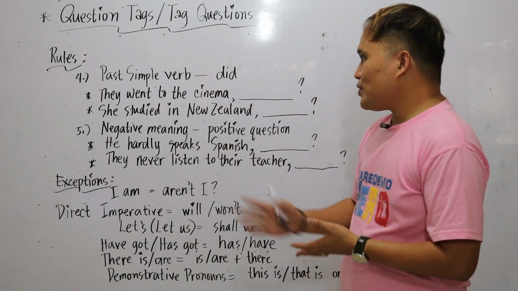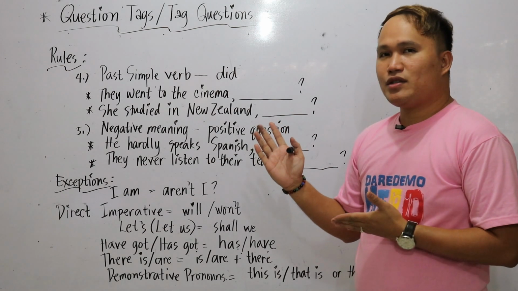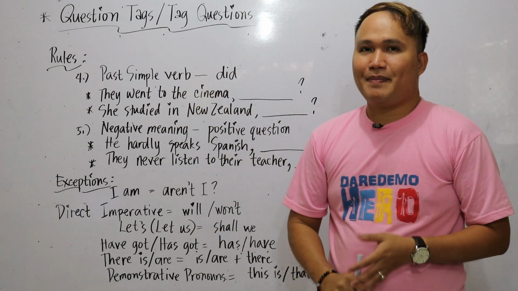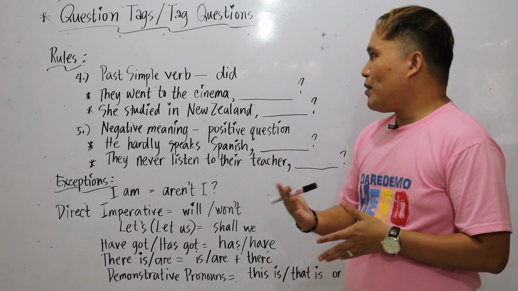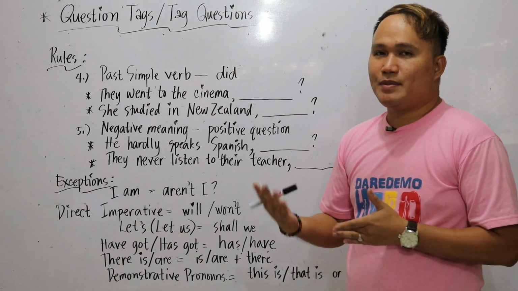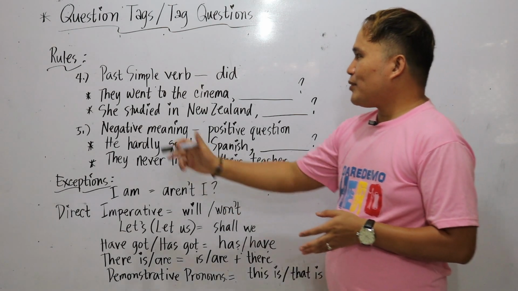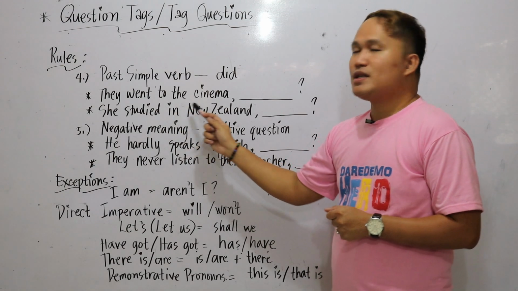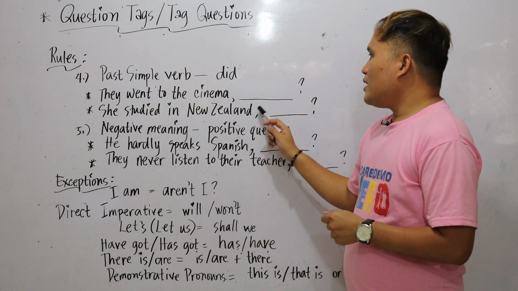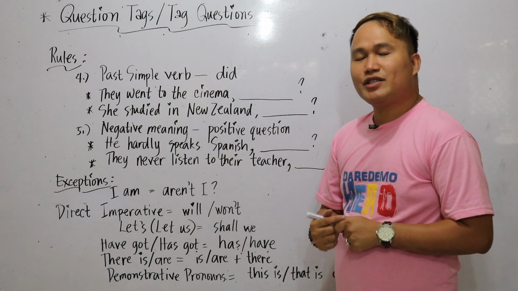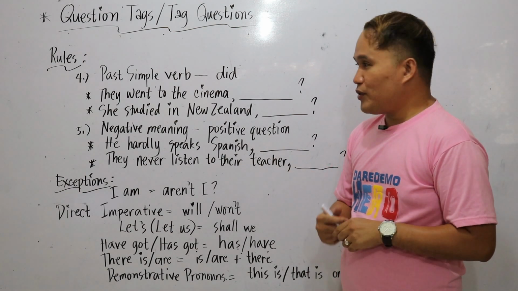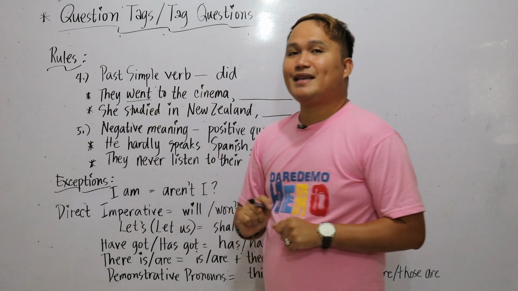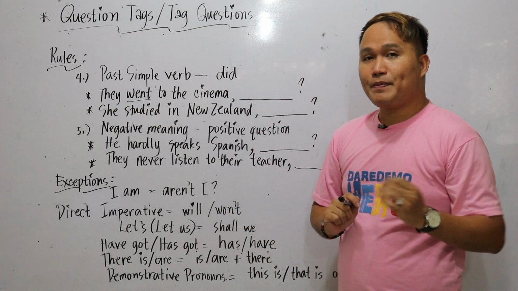For the rules, the next rule is we need to use did if the statement uses the past simple form of the verb. Let's have an example here. Let's read: They went to the cinema. Let's try to identify the verb that we're using. Our verb is went, the past form of the verb go.